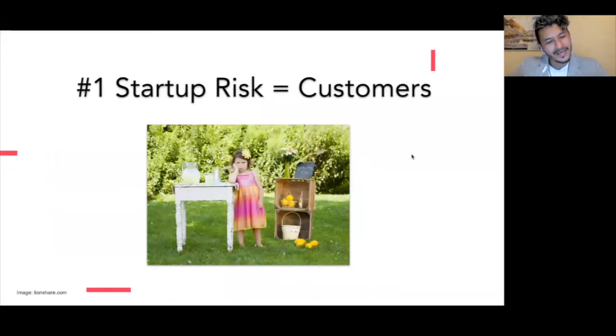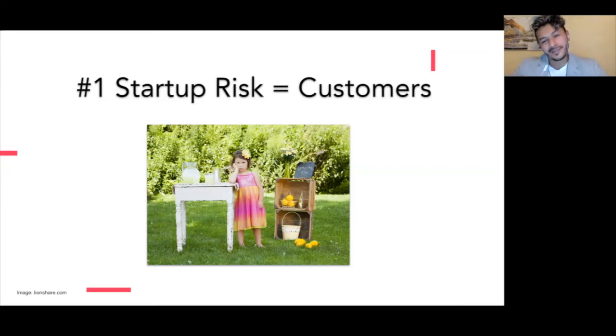But again, the number one risk is always customers. It's always a market risk. Because you can have the best team in the world, with the most innovative minds in the world, the best ideas in the world, but what happens if you build something that nobody is willing to pay for? So it doesn't matter that you have the best team. Of course, having the best team is great because you can easily find other solutions to solve the problem.